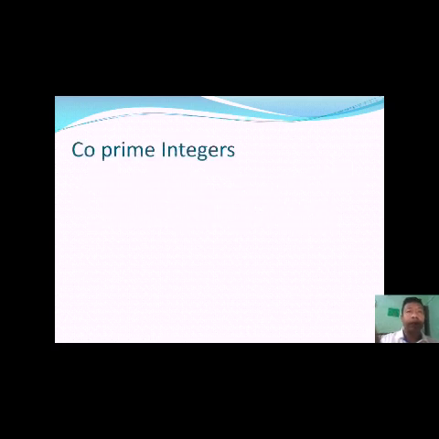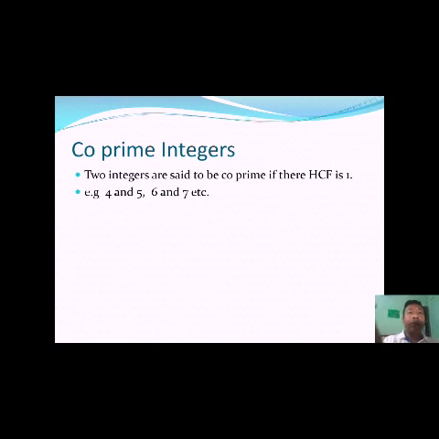What is co-prime? Let us try to understand first. Two integers are said to be co-prime if the HCF is 1. Example: 4 and 5, 6 and 7, etc. Here, the HCF of 4 and 5 is 1 because there is no common factor other than 1. So these two numbers are said to be co-prime integers.